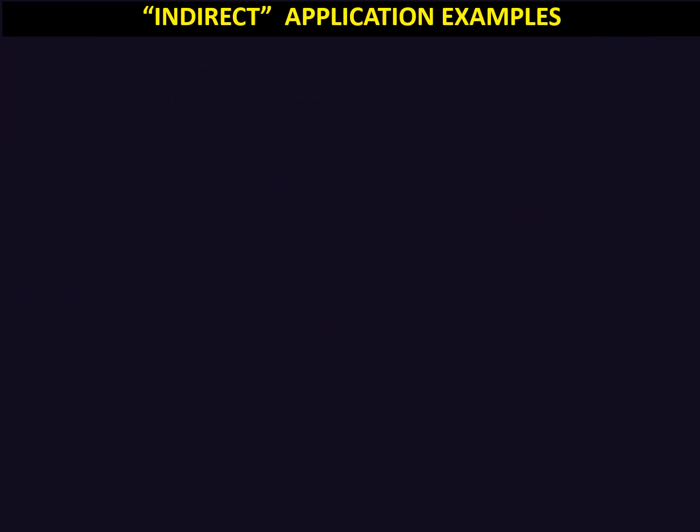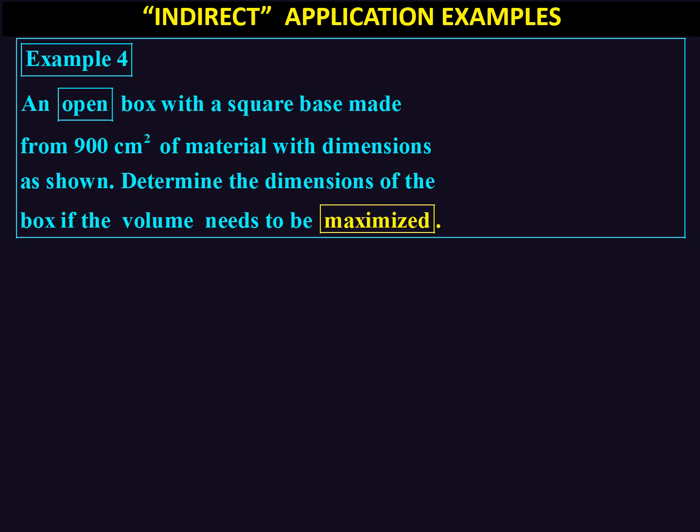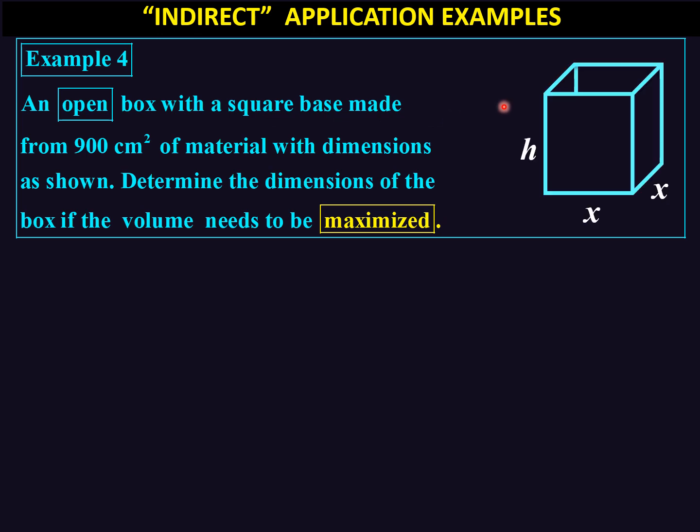I think you're ready now for example number 4. We have an open box with a square base made from 900 square centimeters of material, with dimensions as shown. Before we show you the dimensions, let's see what we understand by open box. What's an open box? That's right, a box with no top, or a box with no lid. Let's look at that. You can see it's open. You can see that edge on the other side. If it wasn't open, we couldn't see that edge. So there's the open box with dimensions as shown.